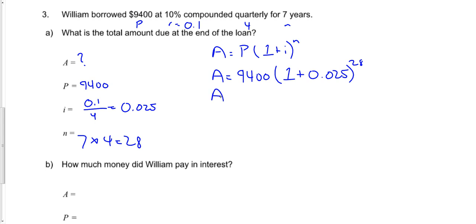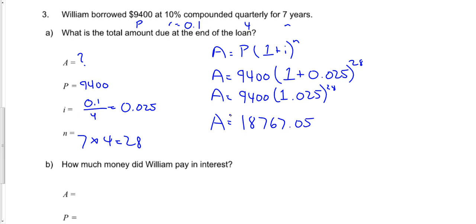So I can clean that up a little bit. We've got $9,400 times 1.025 to the exponent 28. Okay. So if I do this multiplication piece, I'm going to do 1.025 to the exponent 28, because you always got to do the exponent first, times $9,400. So the final amount is going to be $18,767 and approximately 5 cents.